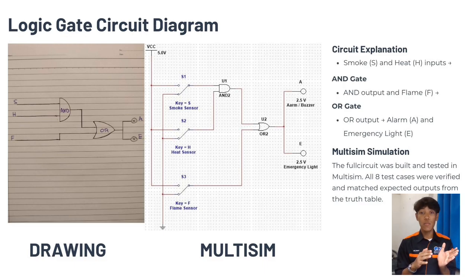After that, the output from the AND gate goes to the OR gate. The flame sensor also goes directly to the OR gate. This means if flame is detected, the system can turn on immediately. But if there is no flame, the system will only turn on when smoke and heat are detected together. The output from the OR gate is connected to both the alarm and the emergency light. That is why both outputs turn on at the same time.